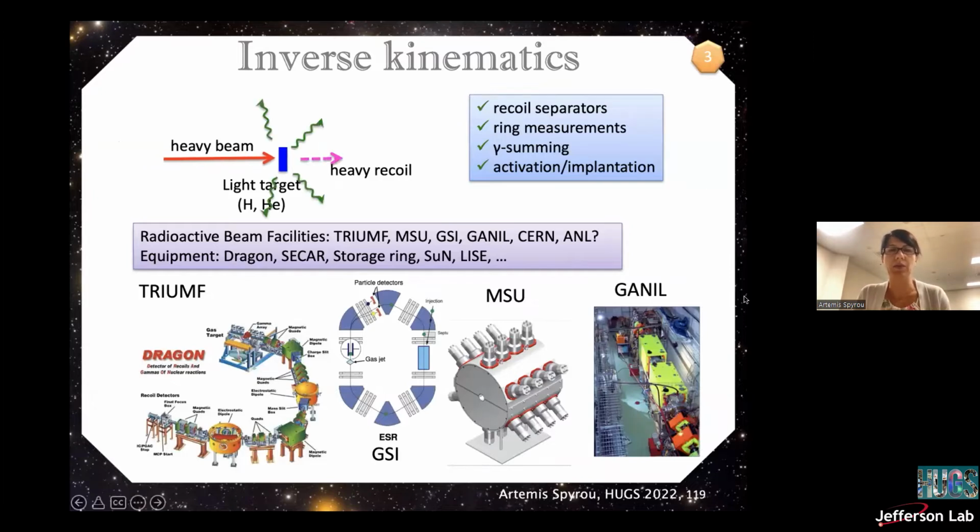So in inverse kinematics, I mentioned already that together with the gamma rays that are coming out, you also have a heavy recoil that's coming out, which is advantageous. You can measure that, and you can increase your sensitivity. And this is very, very important because unlike the stable beams, where you have a high beam intensity, you still have to worry about backgrounds and yield of the reaction. It's definitely probably 1,000 times worse when you go to radioactive beams. So we need to have the highest sensitivity we can. So I showed already the separator, and I think I'll come back to it.